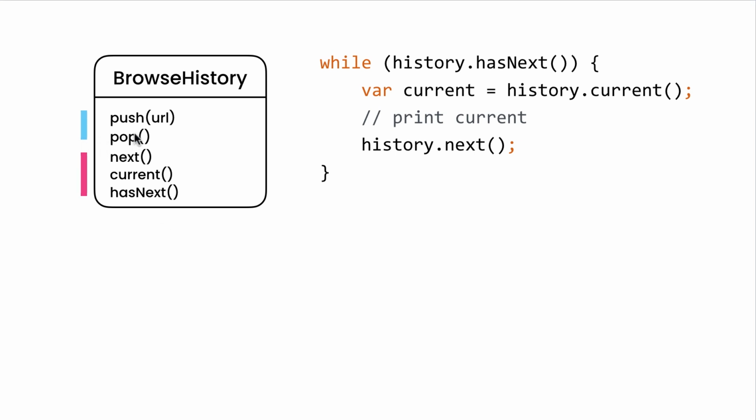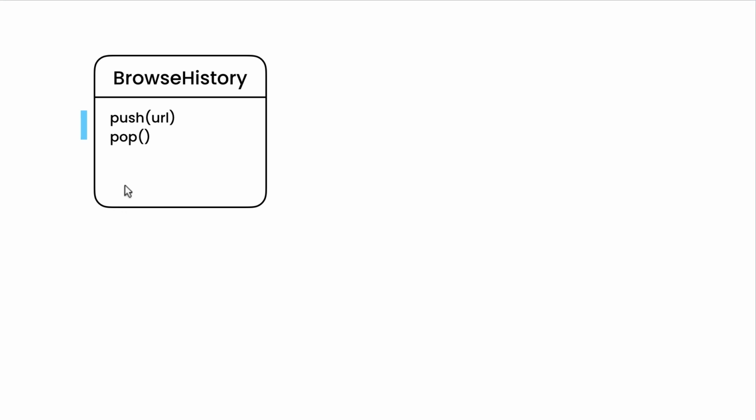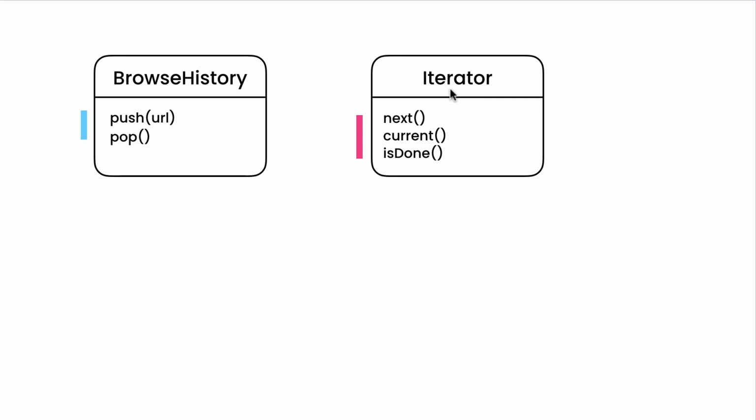It's responsible for history management using these two methods, push and pop, and it's also responsible for iteration using these three methods. So to follow the single responsibility principle, we should take these three methods out of this class and put them somewhere else. So we can introduce a new class called Iterator, and this class knows how to iterate a browse history object. Now each class has a single responsibility.